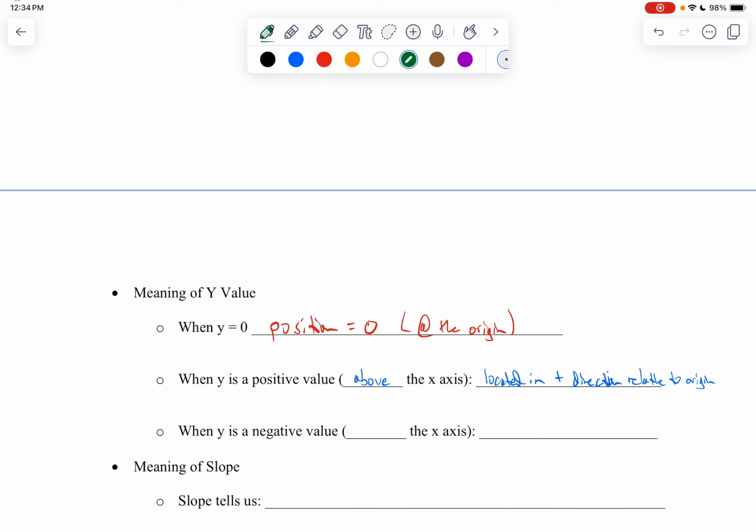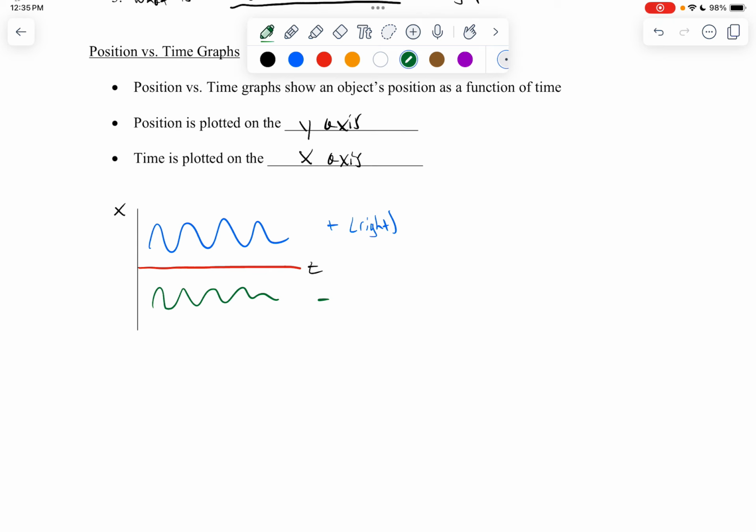And the flip of this: if we have a negative y value on our position versus time graph, we're looking at a section that's below our x-axis, which basically means we're going to be located in the negative direction relative to our origin. So below our x-axis, we have a negative position, and in the case of right versus left, that just means that we're located left of the origin.